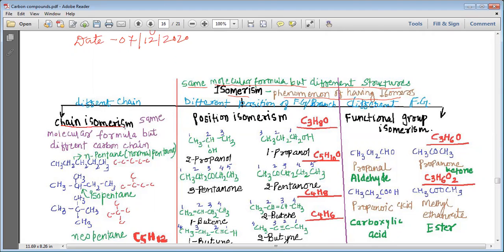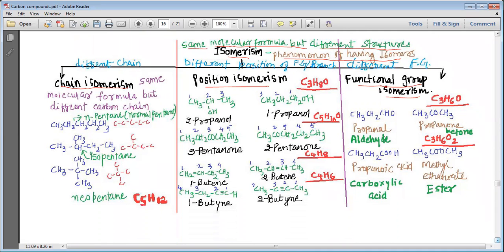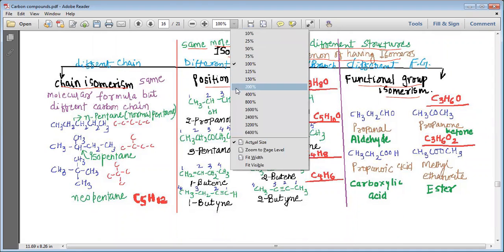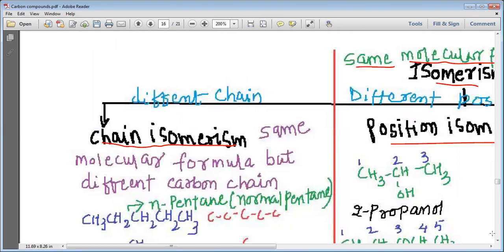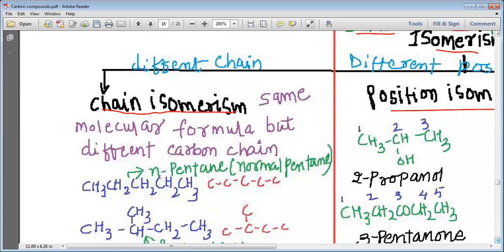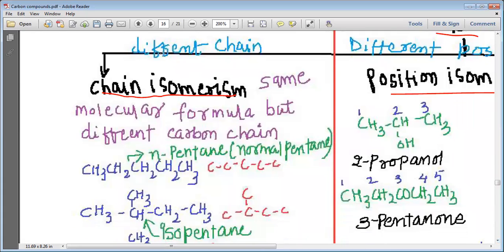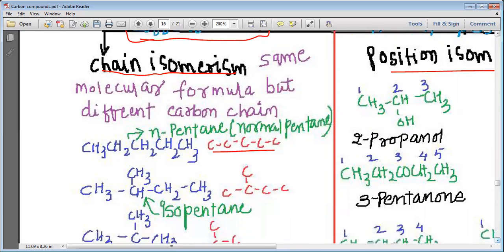Isomerism is of three types. One is known as chain isomerism, another is known as position isomerism, and the third one is known as functional isomerism. Let us first revise chain isomerism. So let's have a look at chain isomerism. In chain isomerism, if we study, then we come to know that they have different chains. Different chains means different arrangement of the carbon.